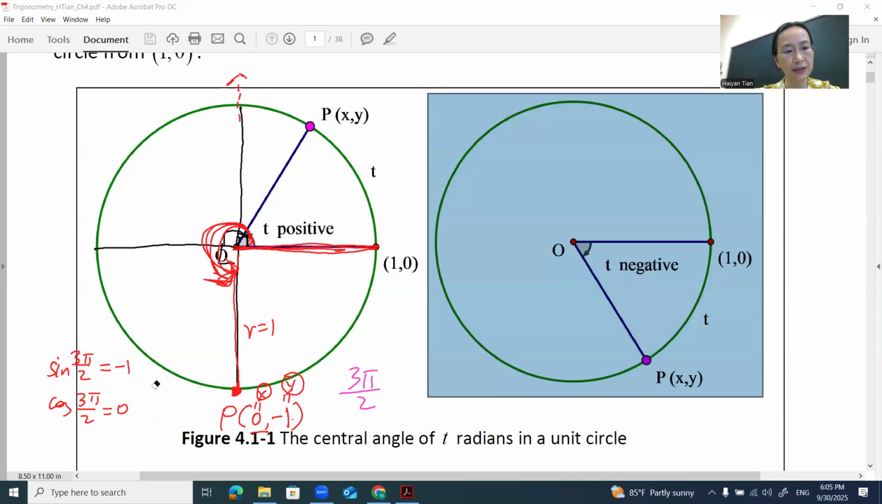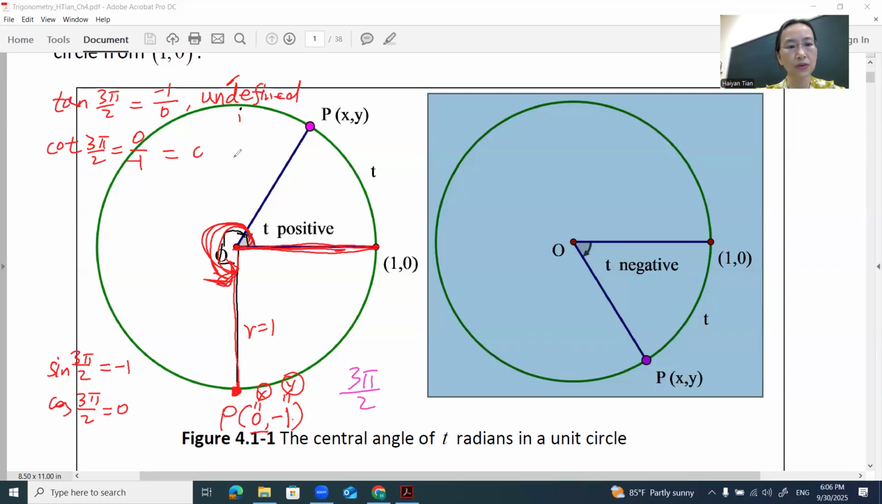After we have sine and cosine, we continue to get tangent and cotangent. What is the tangent of 3 pi over 2? Tangent is y over x. Here y is -1 and x is 0, so it's undefined. And what is the cotangent of 3 pi over 2? Cotangent is x over y, so 0 over -1, which is 0.